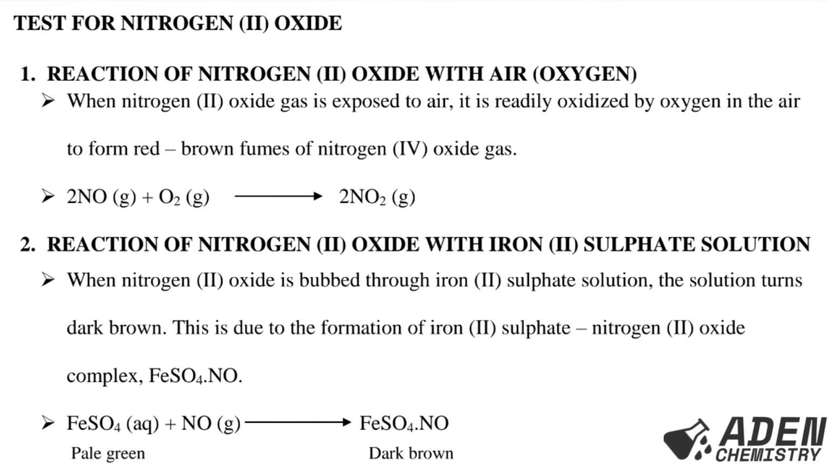Next, we are going to go to the test for nitrogen(II) oxide, or we can just continue with the chemical properties of nitrogen(II) oxide, and we can put this one as number 3. We are going to say the reaction of nitrogen(II) oxide with air, and we're talking about oxygen.